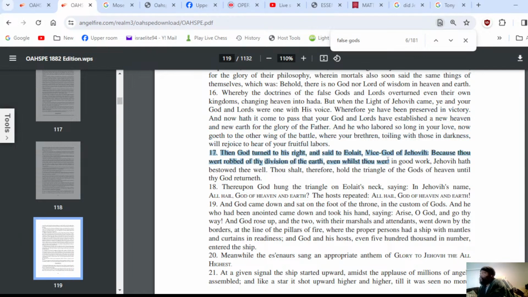Verse 17, then God turned to his right and said, Eloat, vice God of Jehovah, because thou wert robbed of thy division of the earth, even whilst thou wert in good work, Jehovah hath bestowed thee well. Thou shalt therefore hold the triangle of the gods of heaven until thy God returneth. Okay, so I don't know what the triangle of the gods means. What I see here is that there are good gods, and there's a rebellion that goes on. Say somebody like a vice president forms a rebellion and the president is thrown out. So this is the account here. False gods, they throw a coup.